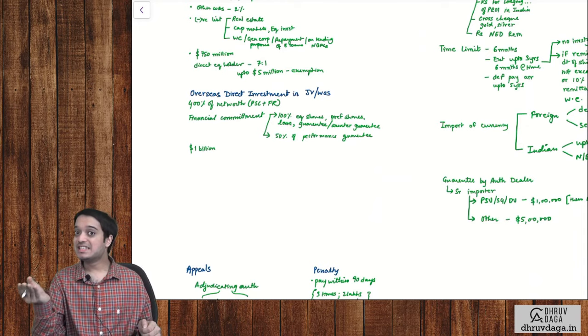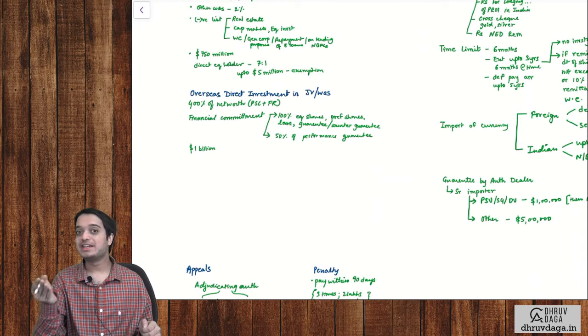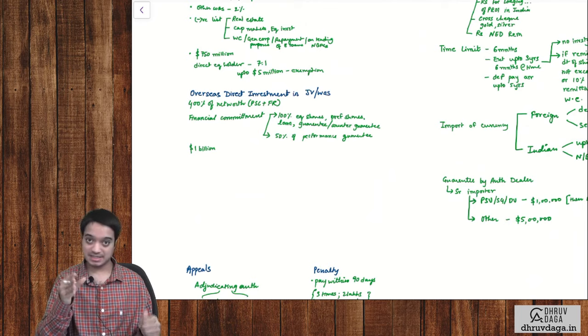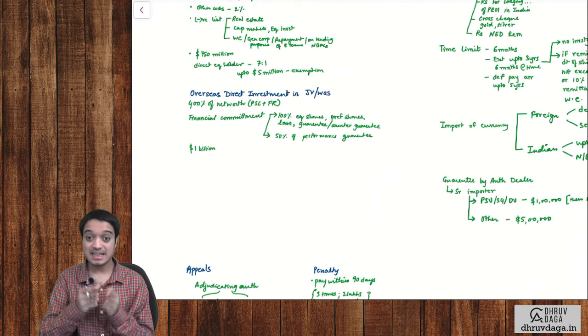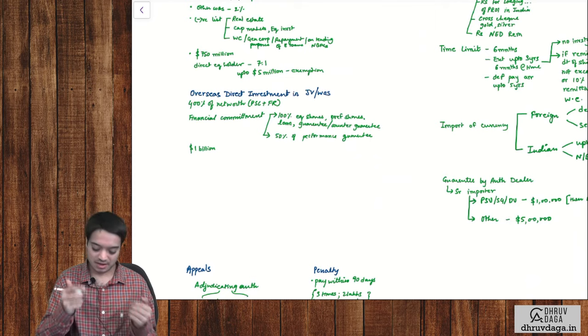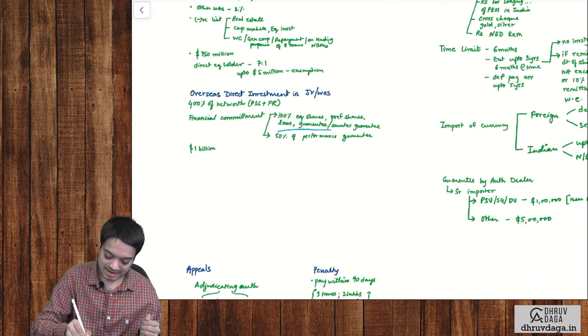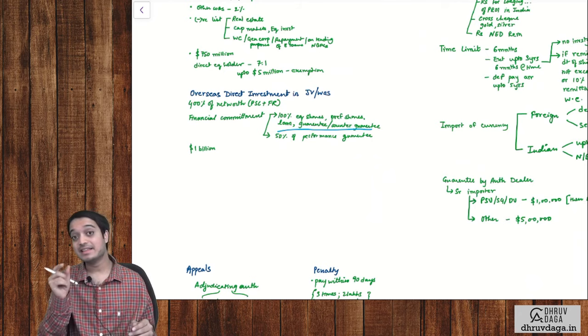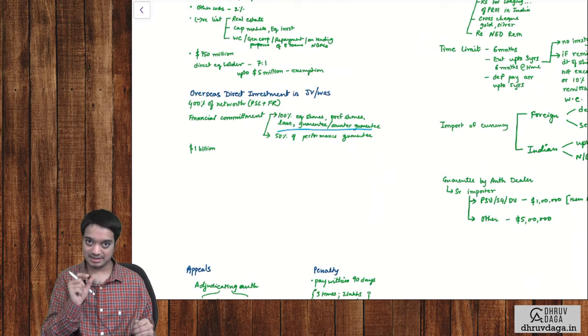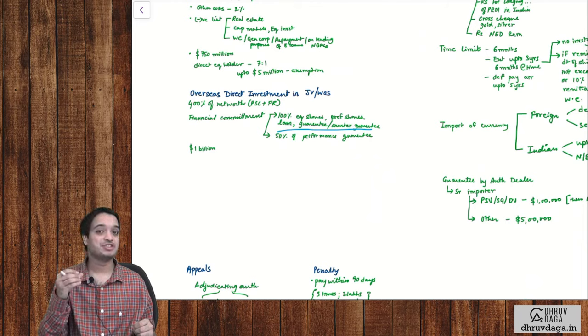Then there are overseas direct investments in joint ventures and wholly owned subsidiaries. Number one, what will amount as a financial commitment in these joint ventures and wholly owned subsidiaries? That's 100% of all equity, preference shares, loans, whichever is given. Guarantees and counter guarantees also, 100% will be taken. There is a performance guarantee of which only 50% shall be taken. This entirely in aggregate will amount to the financial commitment.